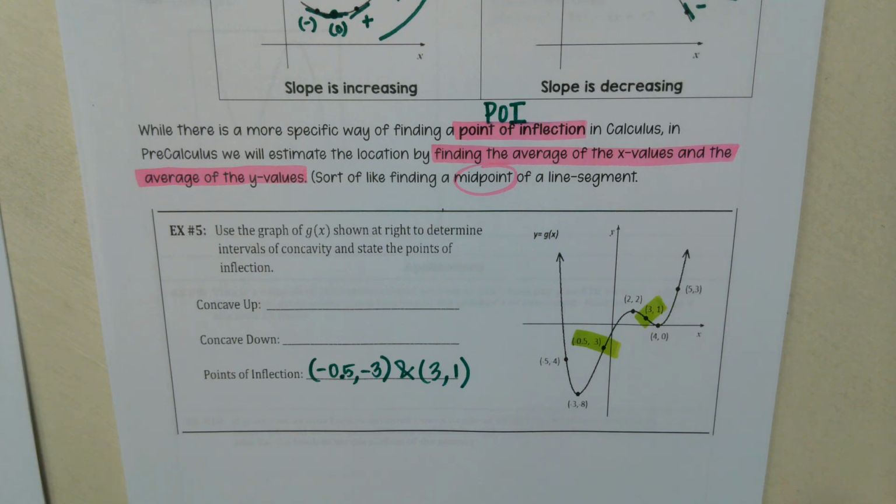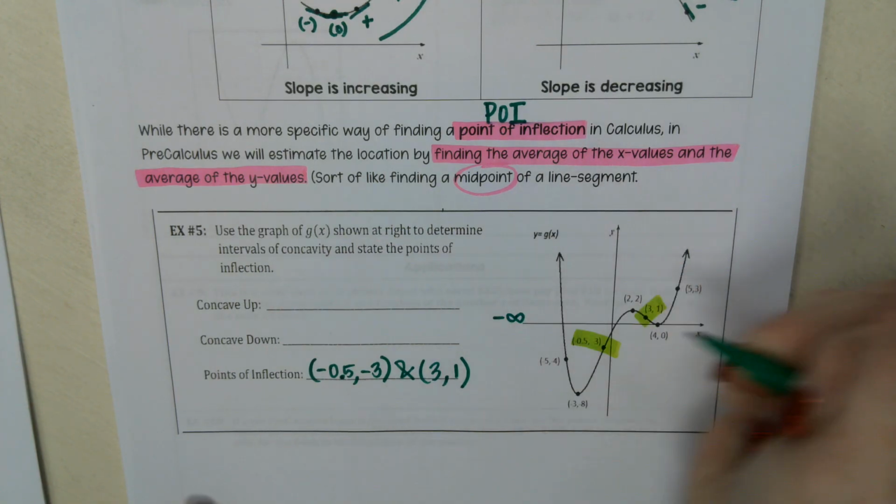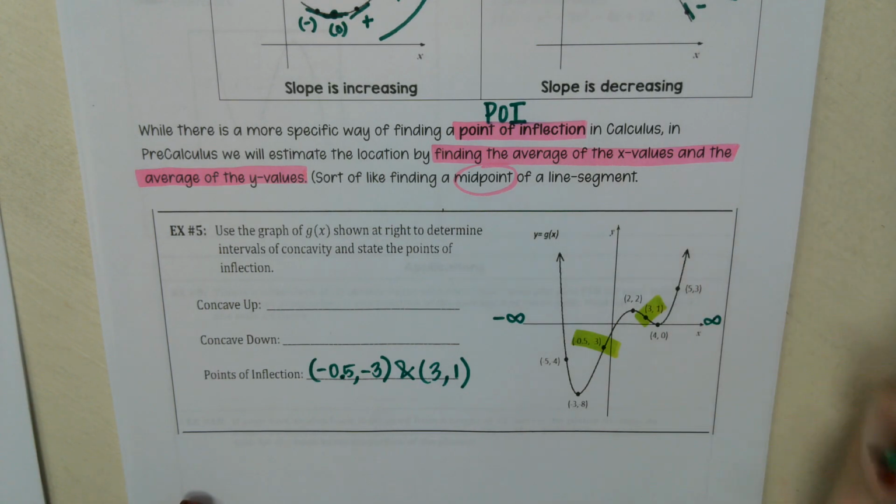Does that kind of make sense why those are my points of inflection? You just kind of look at it and estimate it, yeah. Okay? Now, right here, when I am writing intervals of anything, what values do I use? Intervals, what values do I use? X values, okay? So my X values, once again, I'm working from the left to the right.